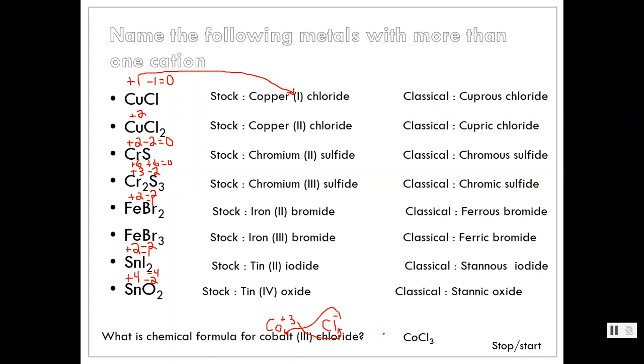So in the next video, we're going to talk about one more type of ionic compound. This is ionic compounds that have polyatomic ions, and then we will move on to molecular compounds.